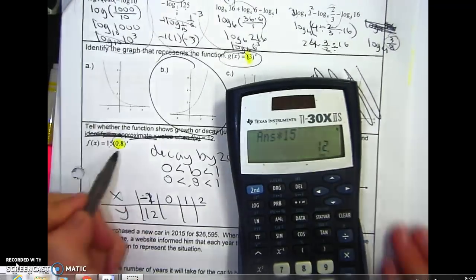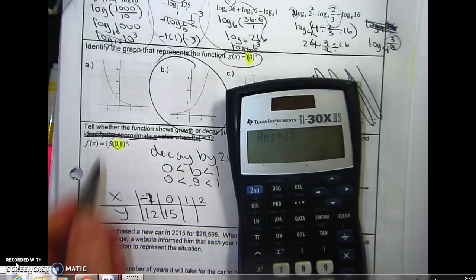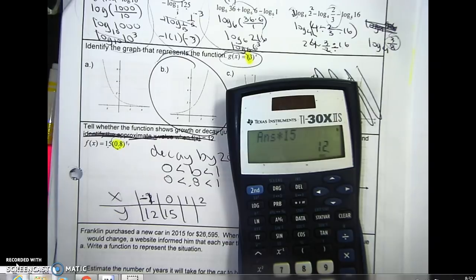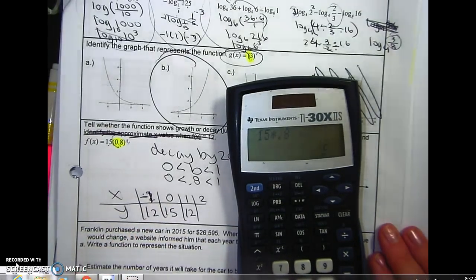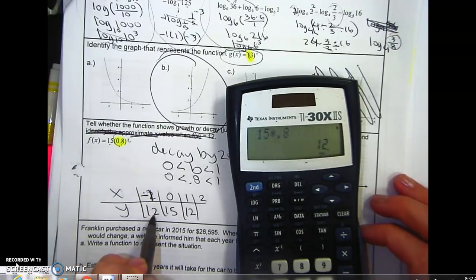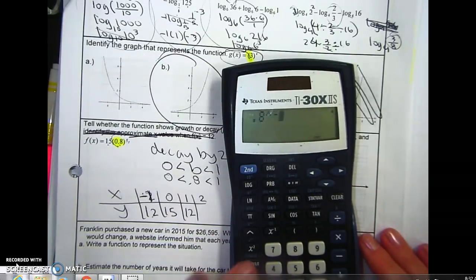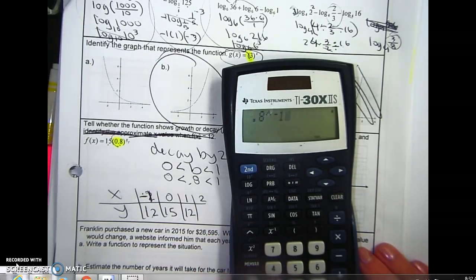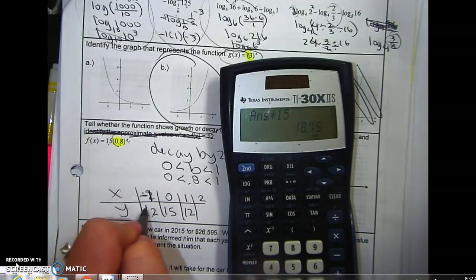Now I don't need a calculator for the next one because anything to the 0 power is 1 times 15 is 15. 0.8 to the first power is still 0.8, so I'm just going to go 15 times 0.8, and that's 12. Something happened here because if it's decay, that should be bigger. So let me do this again. 0.8 to the -1, and then times 15.